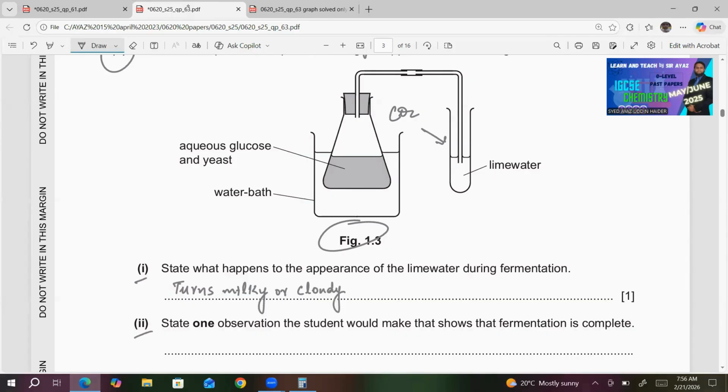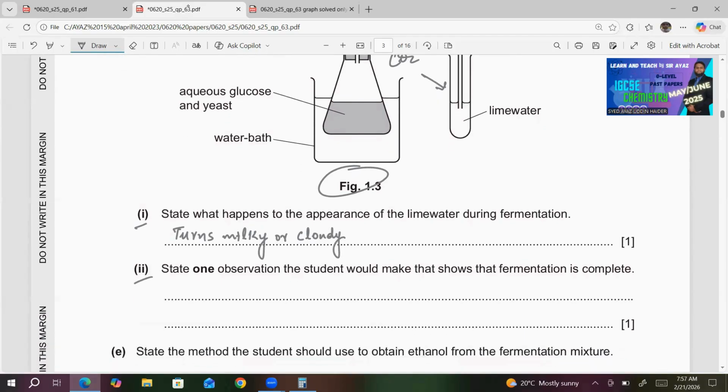2. State one observation the student would make that shows that fermentation is complete. So during the reaction, carbon dioxide is produced, which is marked by fizzing or bubbling. So there won't be any bubbles once the fermentation is complete. So you write no more bubbles produced.